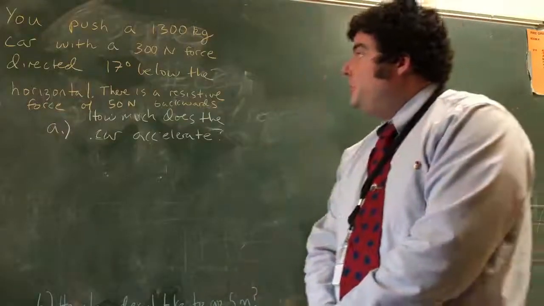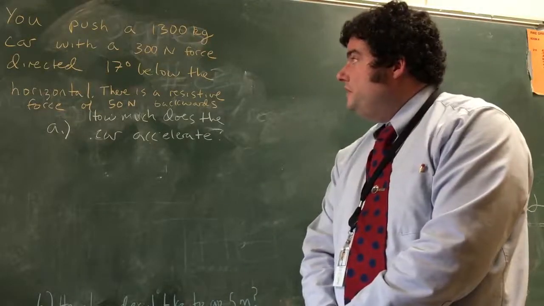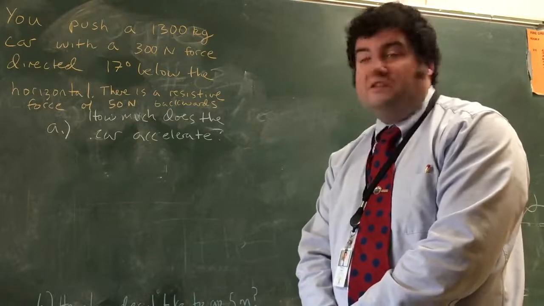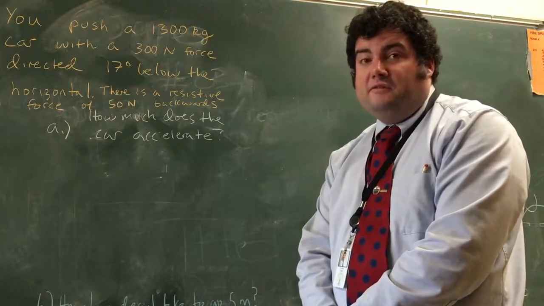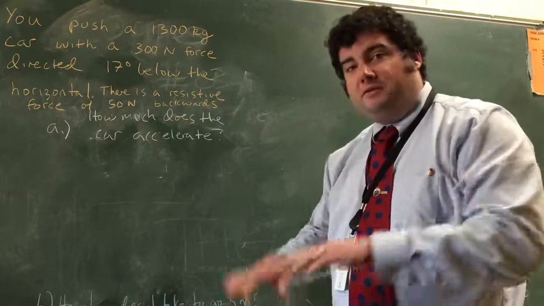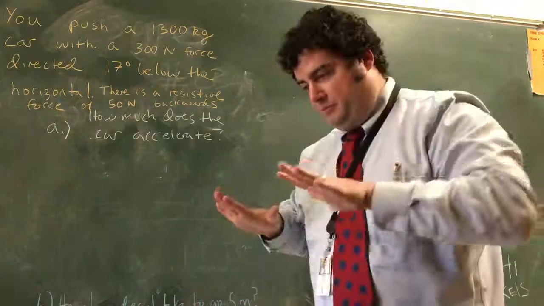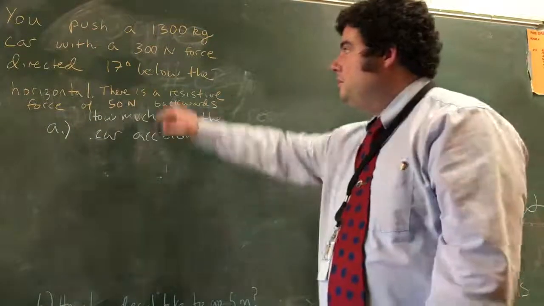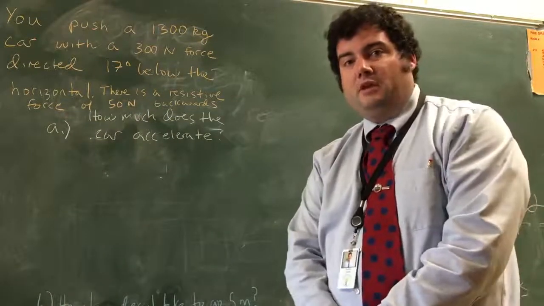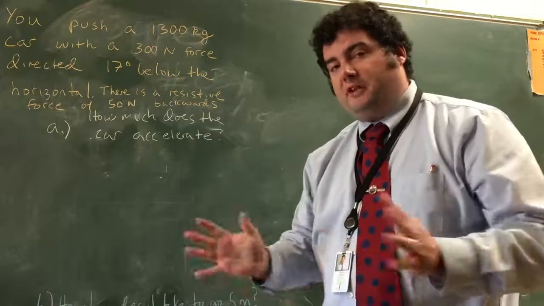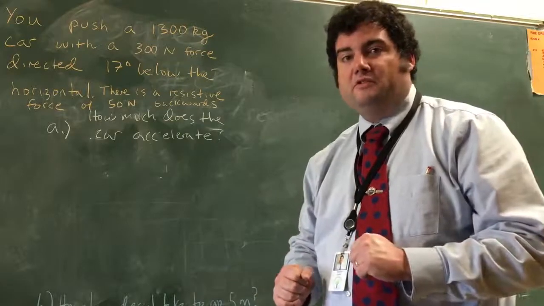So it says you push a car with a 300 Newton force directed at 17 degrees below the horizontal. It gives you a resistance force. So this would be like if you're pushing a stalled car. And you're probably not getting down and pushing straight, you're probably pushing kind of down on it. So that's how we're going to deal with the angle. This problem, like every other, follows the same steps we do for 2D forces.